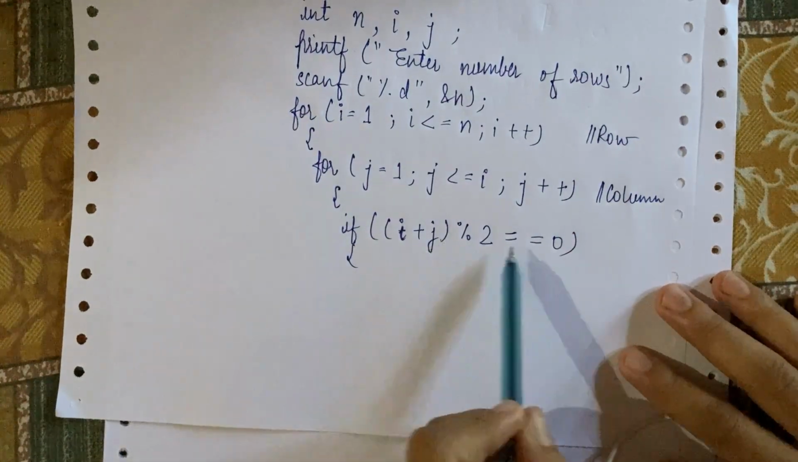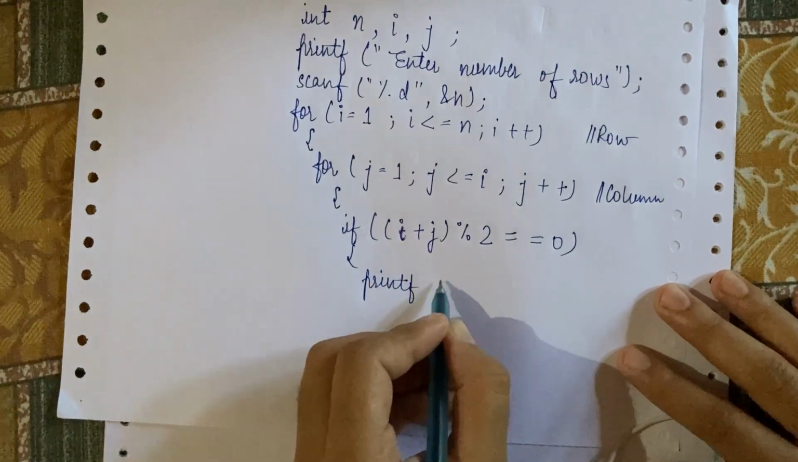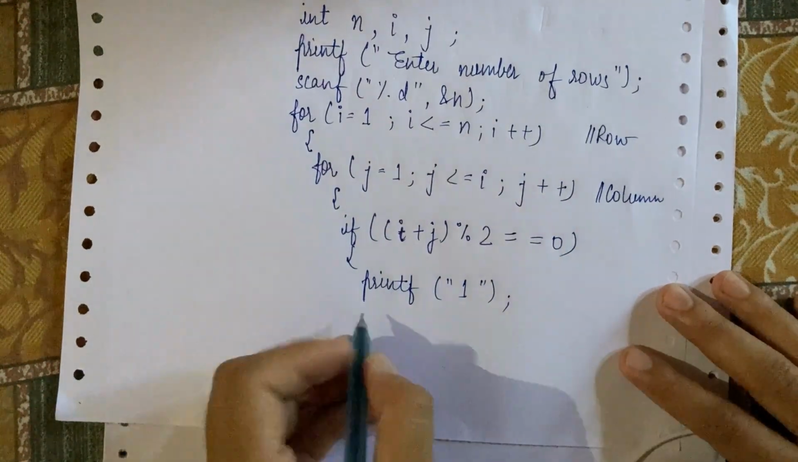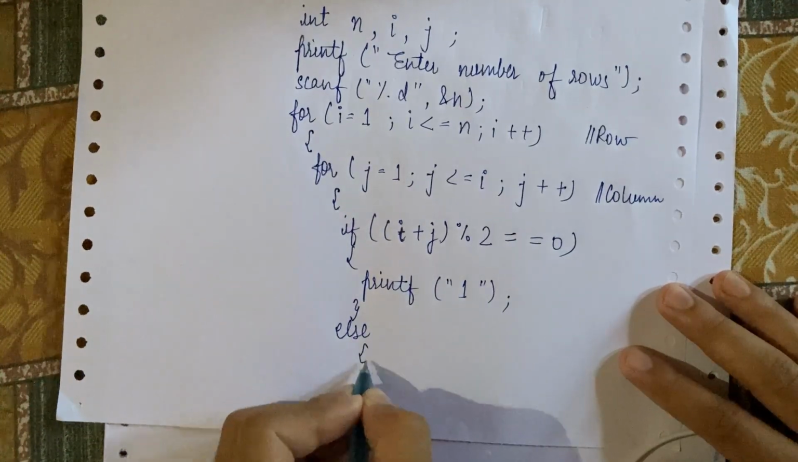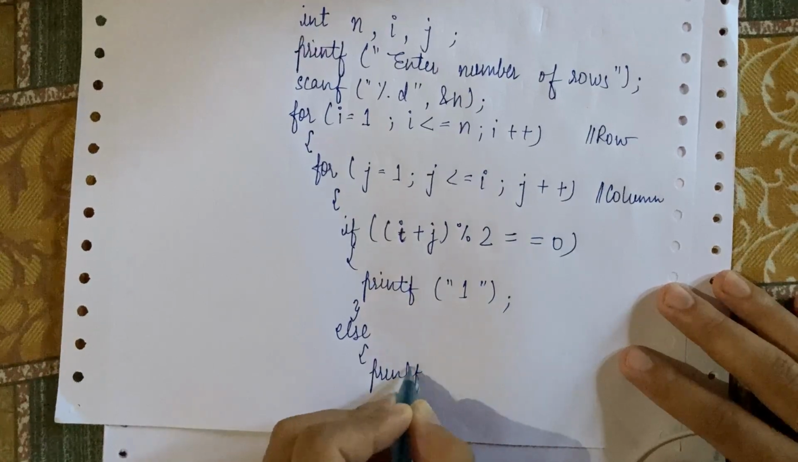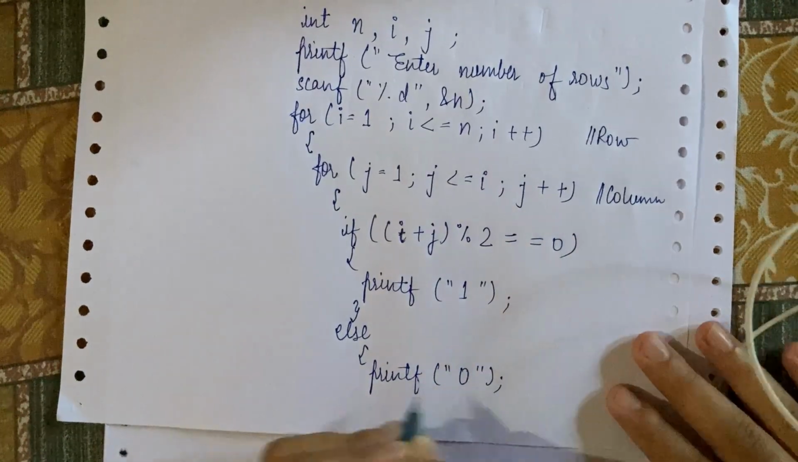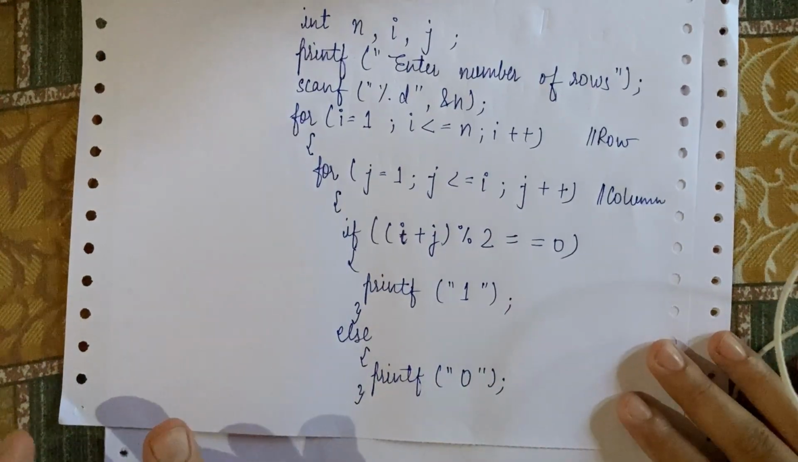So if the sum is even, what are we going to print? We will print 1, correct? Or what is the else condition? We'll have one more condition here. If it is not equal to 0, that means it is odd. So we'll print 0 in that case, right?